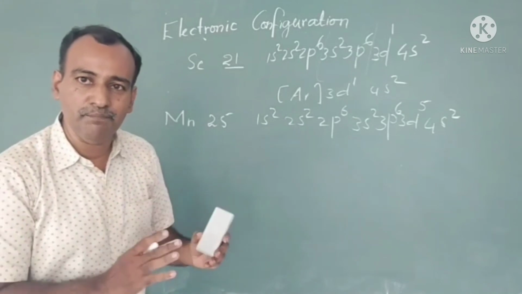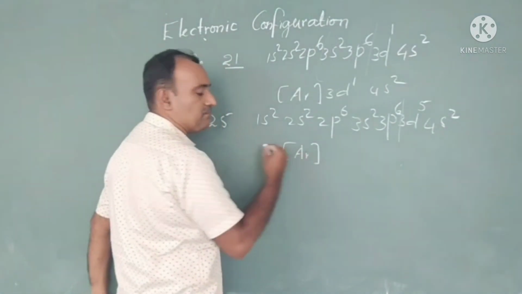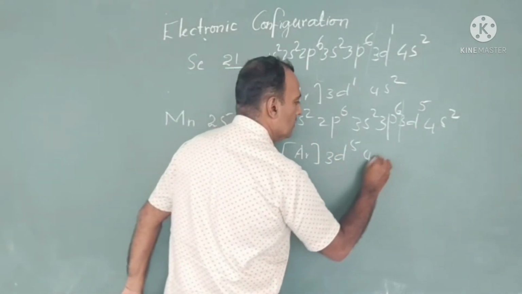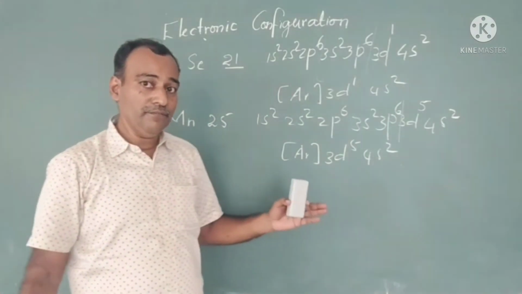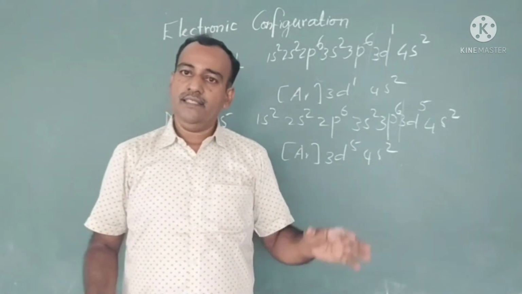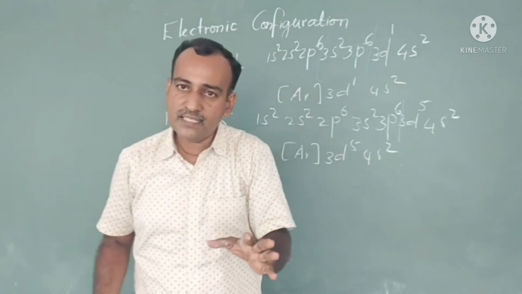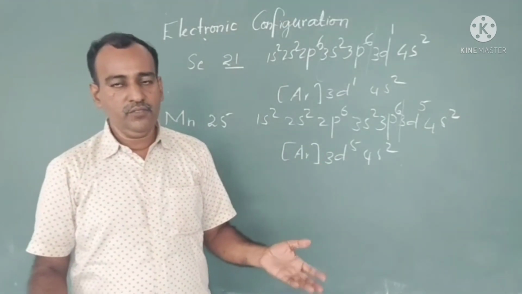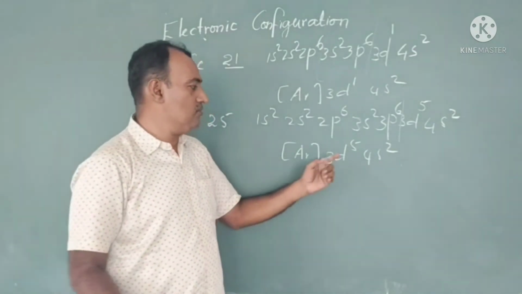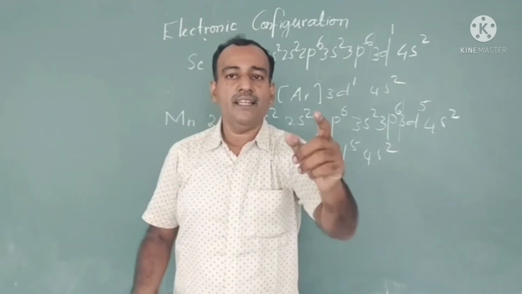How can you write this in a simple manner? Instead of writing this much, we can write argon in square bracket. Then we have to write 3d5, 4s2. So if you go through our examples, in some of the cases, the last electron goes to the s orbital. In some cases, the last electron goes to the p orbital. In this case, the last electron goes to the d orbital.